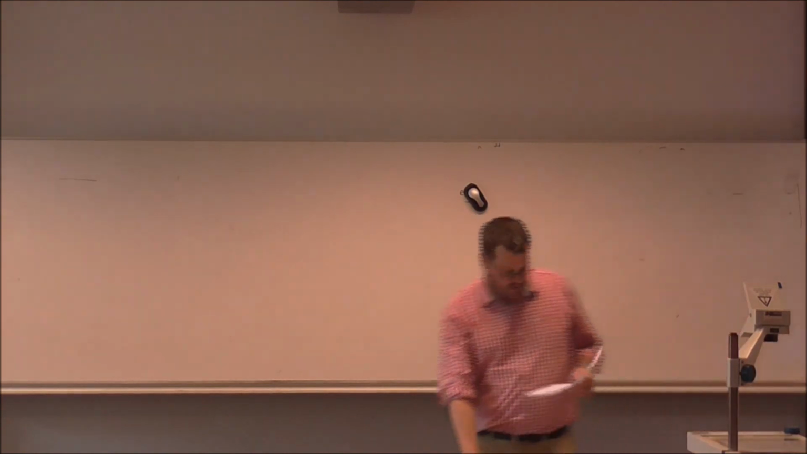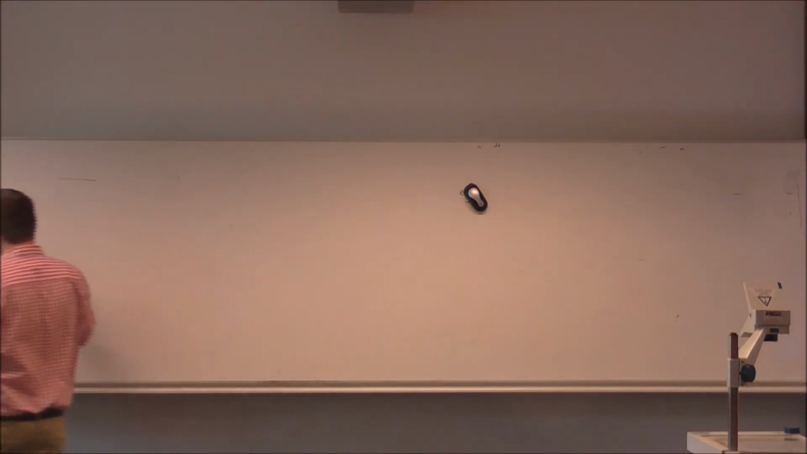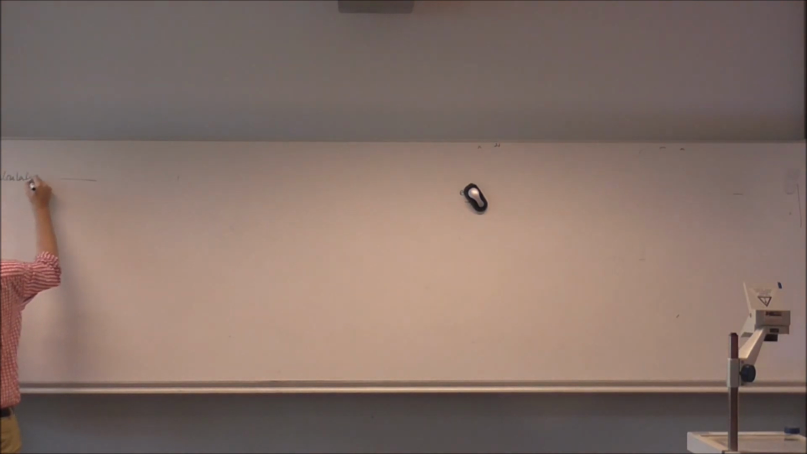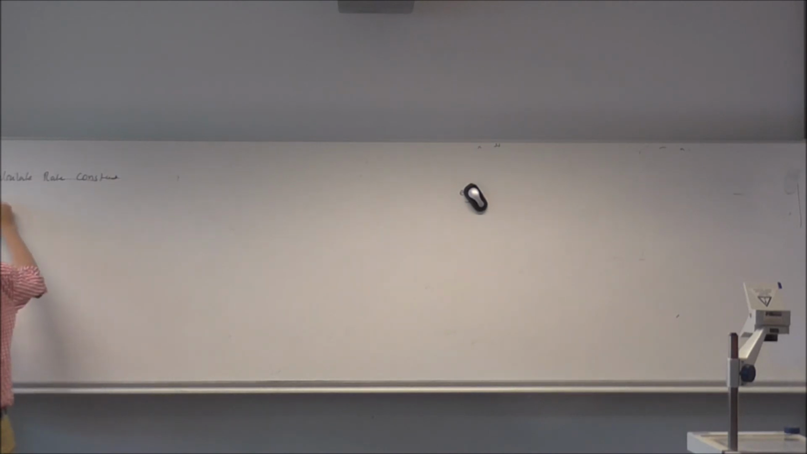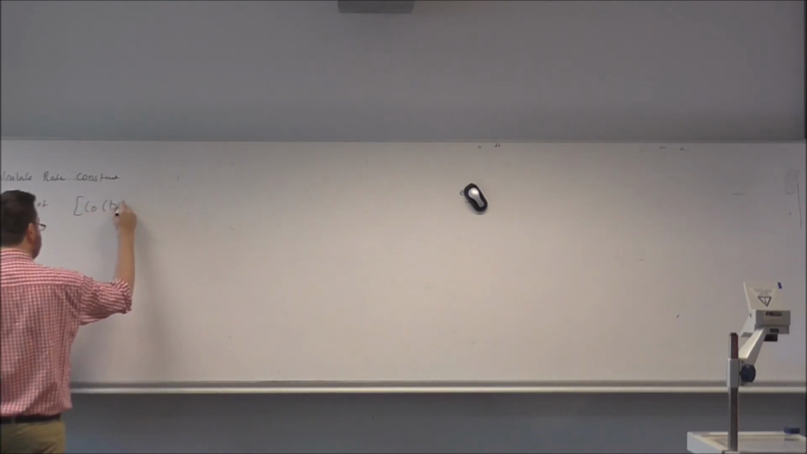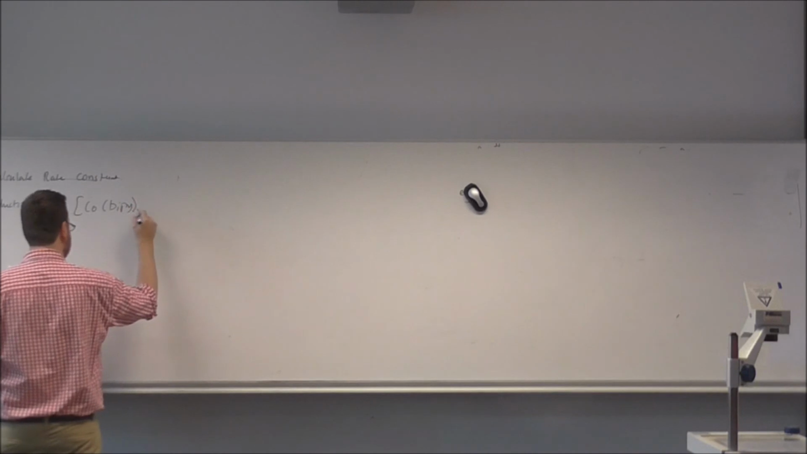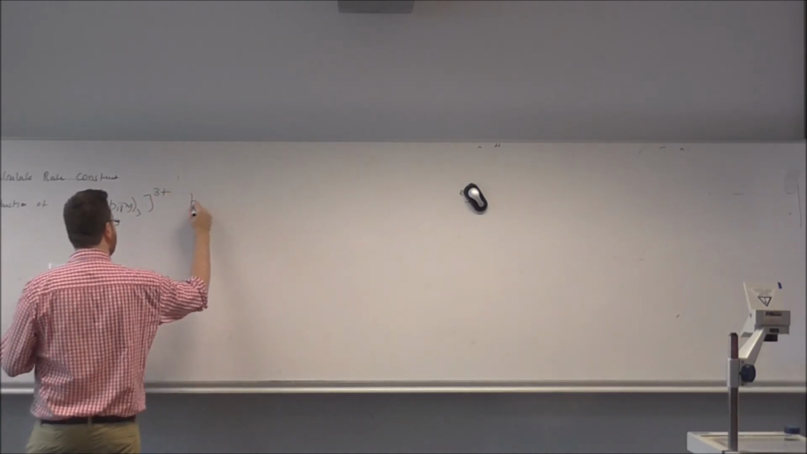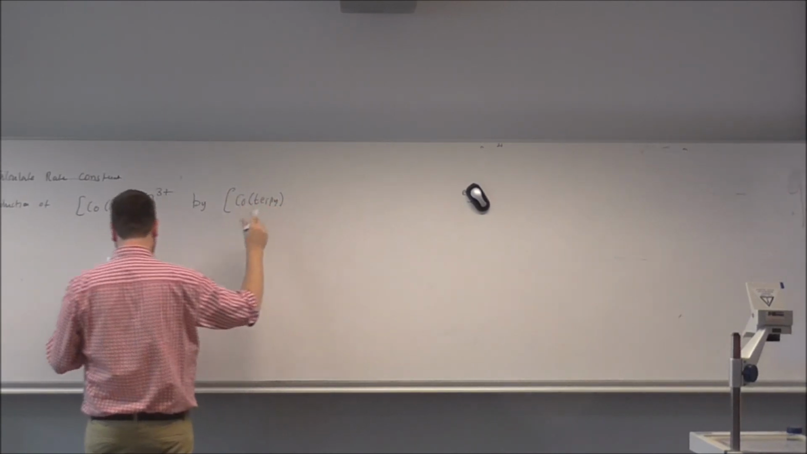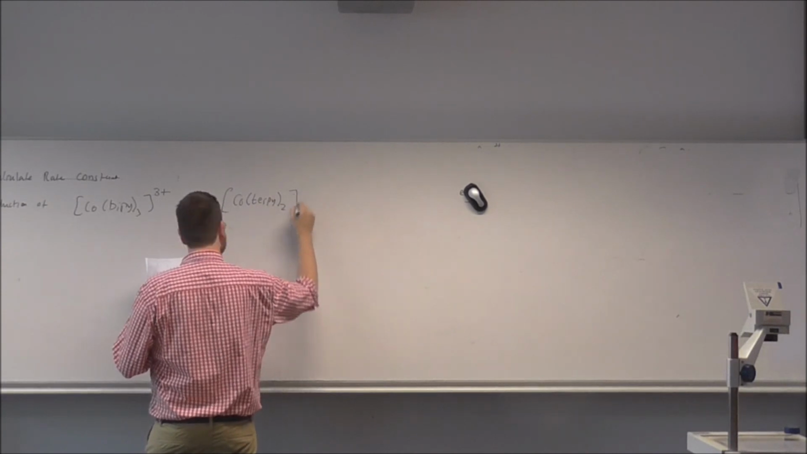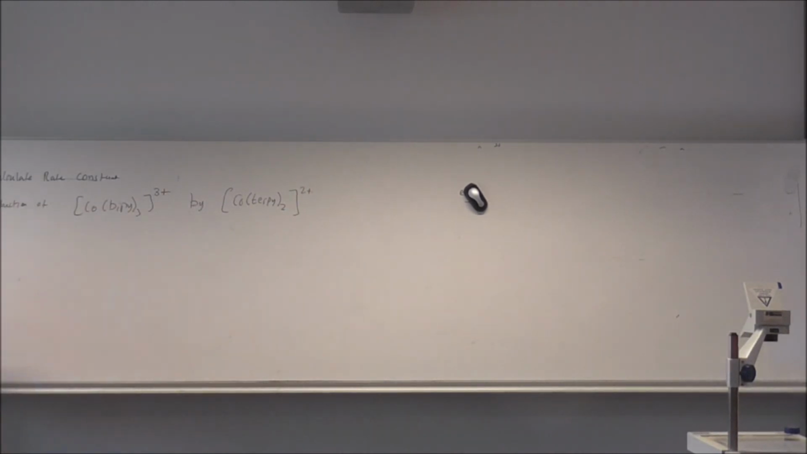Okay, this comes from Marcus theory directly. This is a beautiful result, beautiful in its simplicity. So let's suppose the question is to calculate the rate constant for the reduction of cobalt(bipyridine)3 3+ by cobalt(terpyridine) 2+. These are just ligands, polydentate ligands. So these are two different complexes.